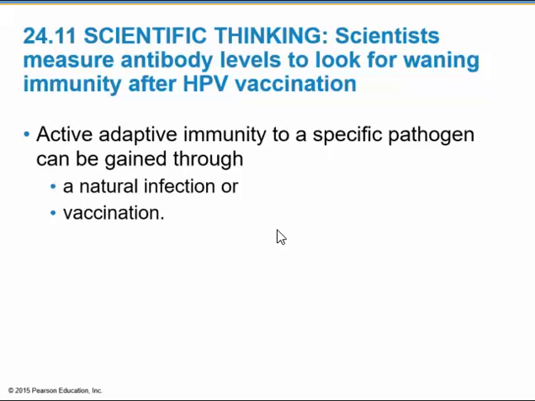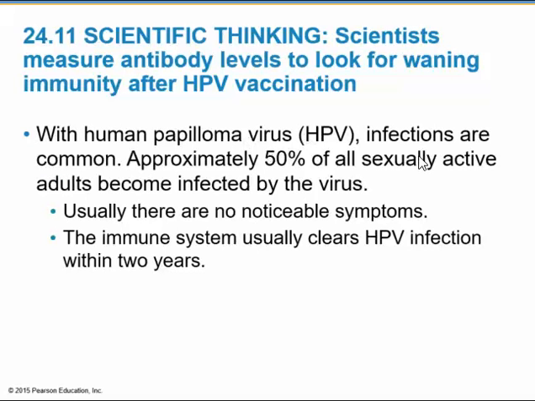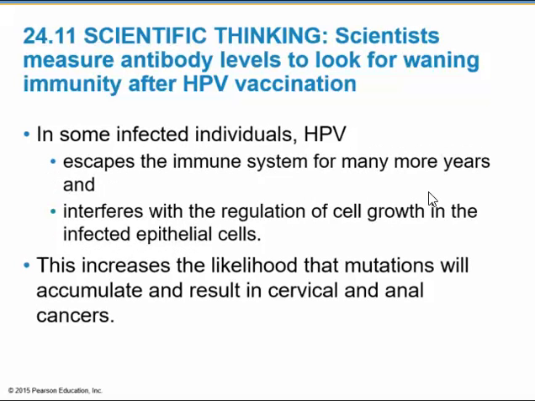Adaptive immunity to a specific pathogen can be acquired by vaccination or natural infection. The HPV virus is a common infection for adults. Usually there are no symptoms and your immune system gets rid of it. But in some individuals, the virus escapes the immune system, and when it affects epithelial cells, it can cause cancer.